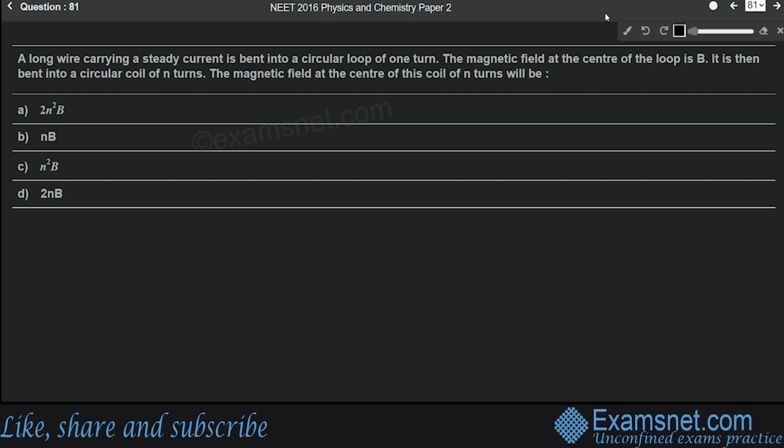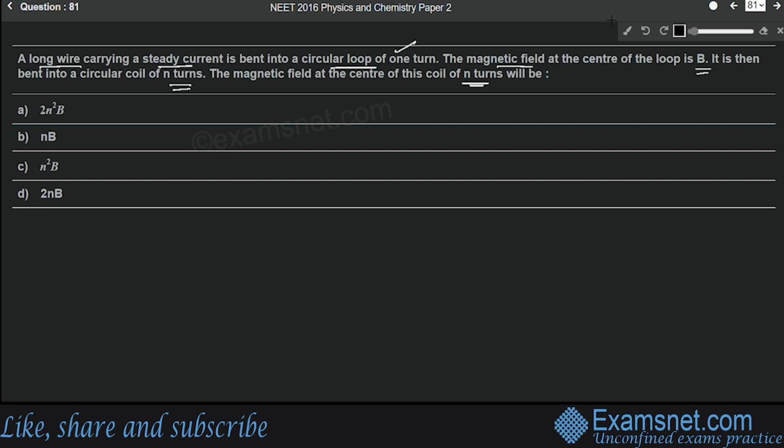Question number 81 is from the chapter Magnetic Effects of Current, and the question is: a long wire carrying a steady current is bent into a circular loop of 1 turn. The magnetic field at the center of the loop is B. It is then bent into a circular coil of n turns. The magnetic field at the center of this coil of n turns will be.